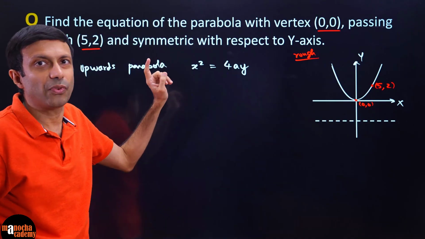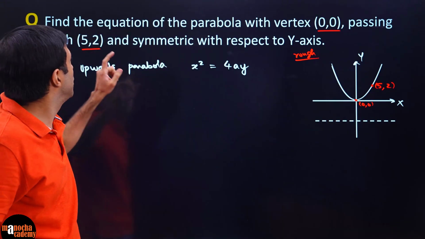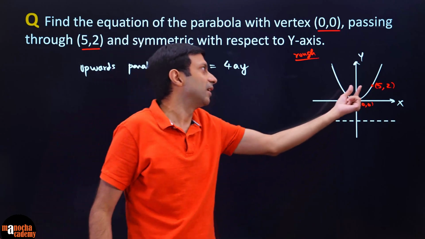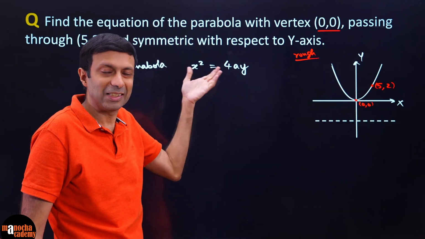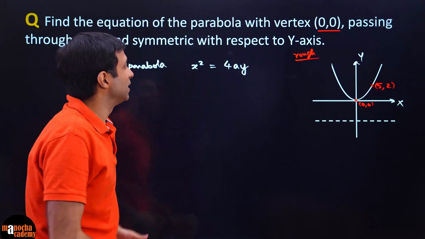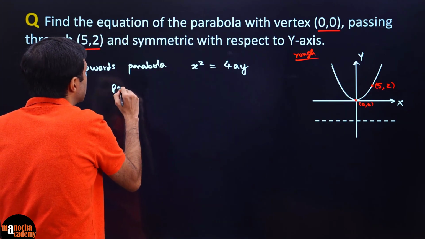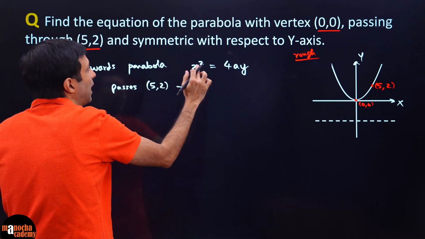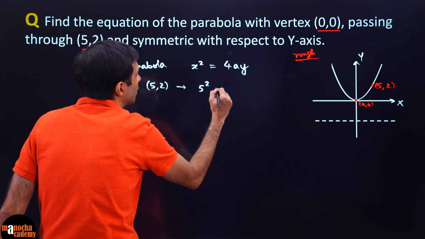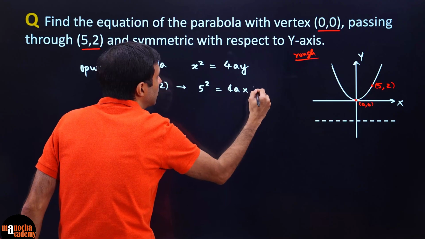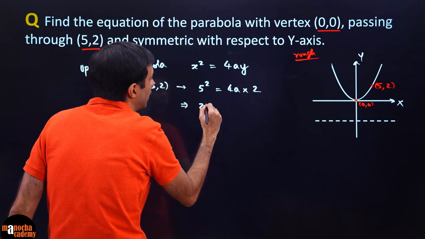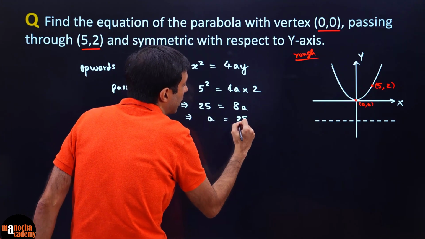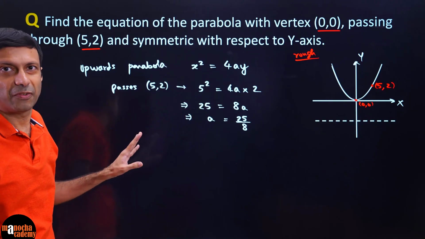Now you need to find the value of a. So how do you do that? See, it has been given to us that it passes through (5, 2). What does it mean it passes through (5, 2)? That means I can substitute this point into the equation. It will satisfy the equation. So let's do that. Since it passes through (5, 2), I can substitute these values. So I'll put x equal to 5. So 5 square equal to 4 times a times the y value 2. So we can say 25 equals 8a, or a is basically 25 divided by 8. There you go. a is 25 divided by 8.